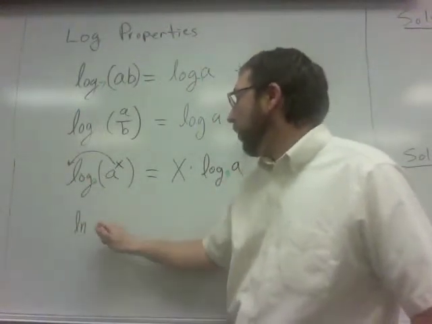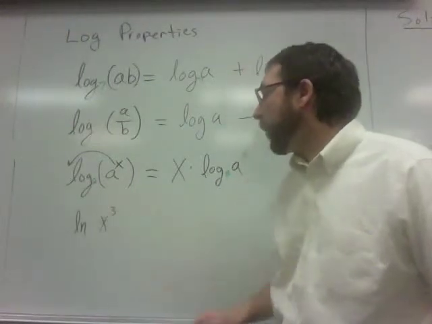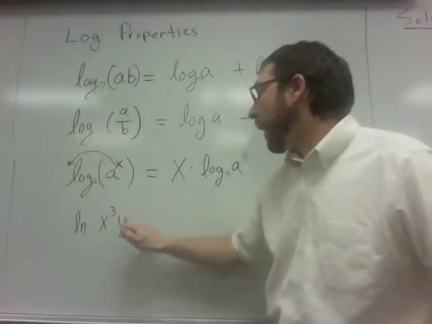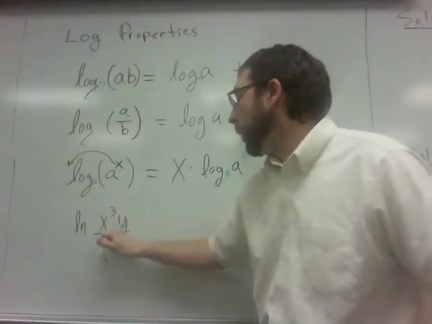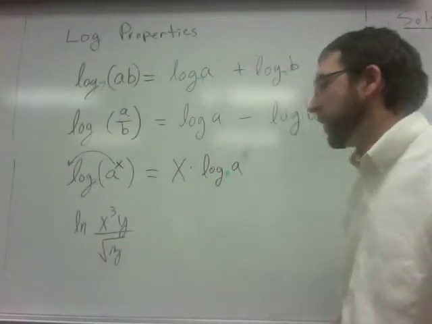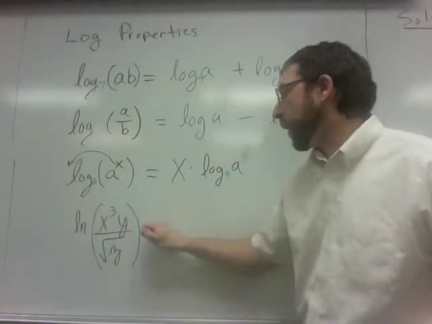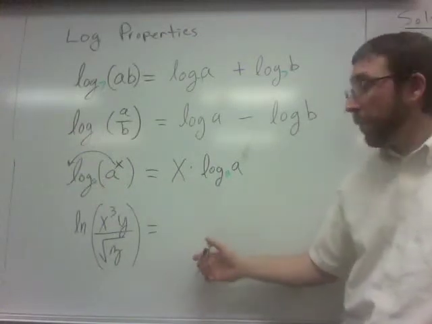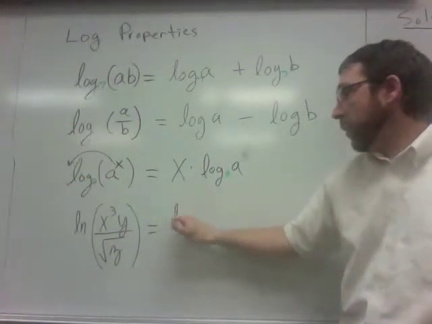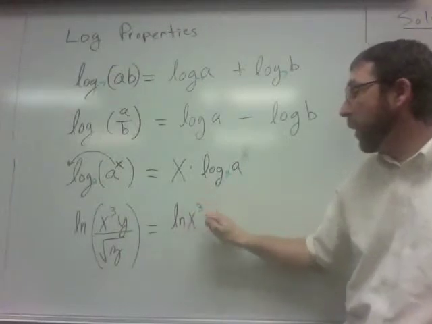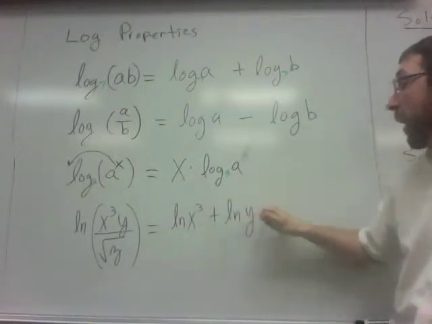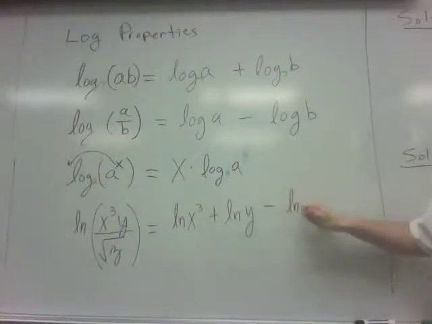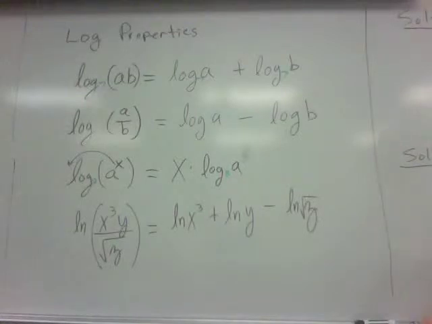all kind of messed up, like the natural log of x to the third times y over the square root of z. And they'll ask you to break it up into smaller pieces or to expand the logarithmic form. So in a question like this, you would break it up as the ln of x cubed plus the ln of y minus the ln of the square root of z.